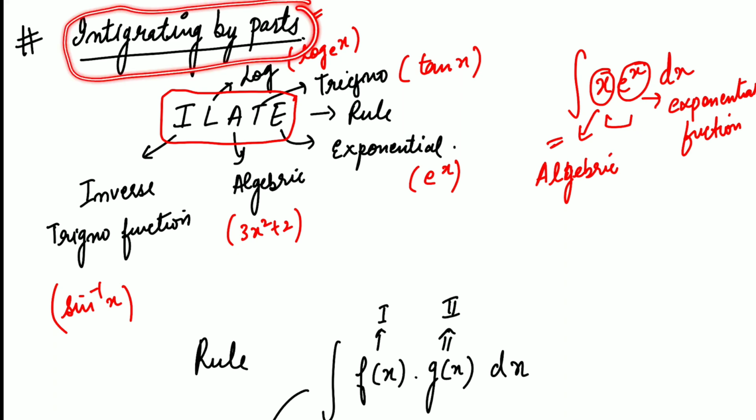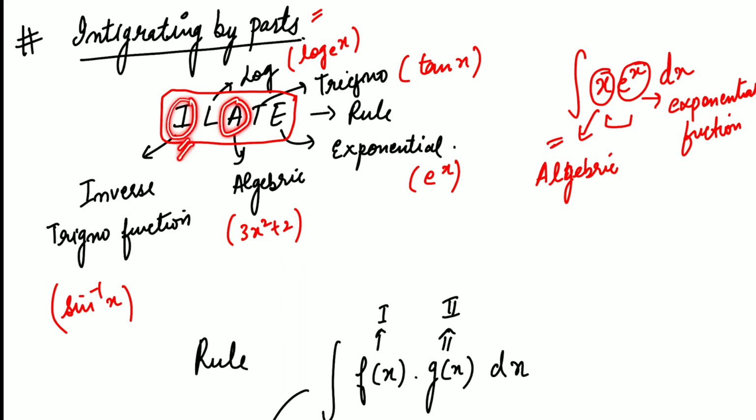So the first priority is always given to the inverse trigonometric function. The second priority is the log function, the third priority is algebraic, then trigonometric, then exponential, right? If you get an inverse trigonometric function and an algebraic function, the first priority will always be given to the inverse trigonometric function. First rank, second rank, third rank, fourth rank, and fifth rank. So whichever function has the higher rank will be chosen as the first function, right?